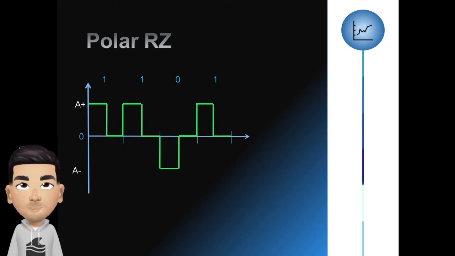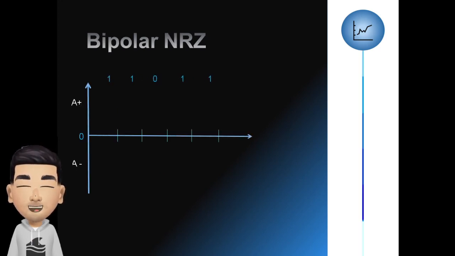Next, bipolar NRZ. In bipolar NRZ, we have input of 1, 1, 0, 1, 1. We all know that in bipolar line coding techniques, 1 is equal to A positive or A negative, which depends on the previous data. For example, here we have 1, 1, so we know that the 1 is consecutive, or the 1 repeats from previous data. So it is a very good example for this one.